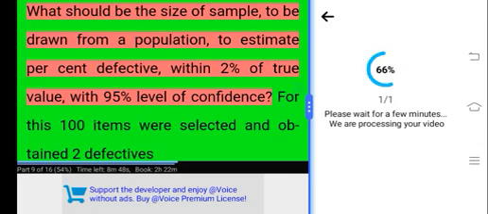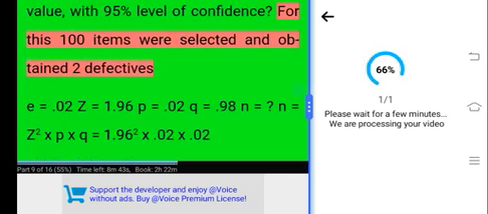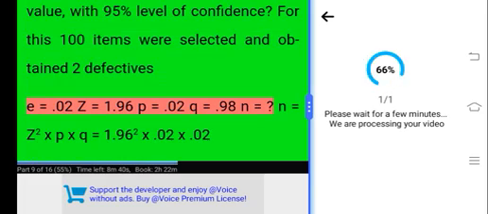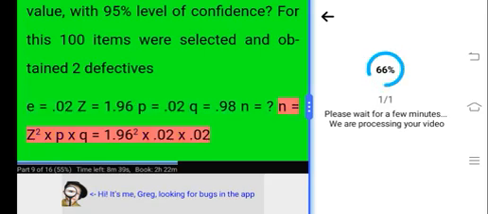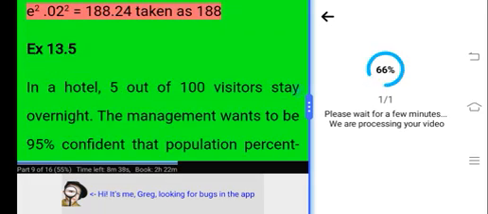Example 13.4. Find the size of the sample to be drawn from a population to estimate percent defective within 2% of the true value, with a 95% level of confidence. For this, 100 items were selected and 2 defectives were obtained. E equals 0.02, z equals 1.96, p equals 0.02, q equals 0.98. n equals z² × p × q / E² equals 1.96² × 0.02 × 0.98 / 0.02² equals 188.24, taken as 188.